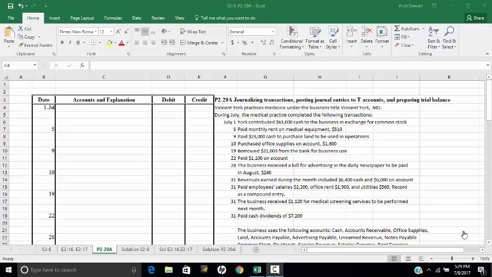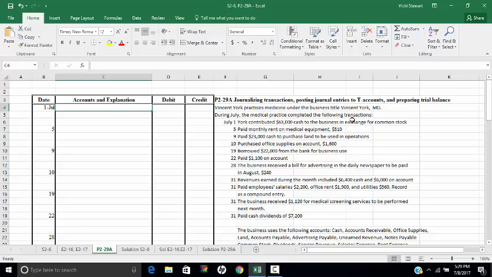This is a demonstration of problem P229A, journalizing transactions, posting journal entries to T accounts, and preparing a trial balance. Vincent York practices medicine under the business title Vincent York, MD. During July, the medical practice completed several transactions, which the problem lists, and it also gives us several accounts that we can use to make the journal entries. So the first part of the problem will involve making the journal entries for July.